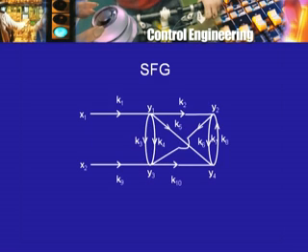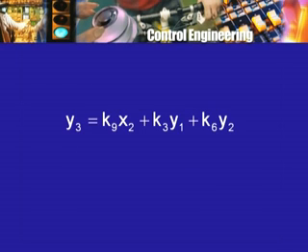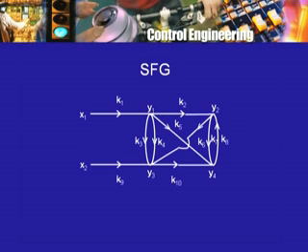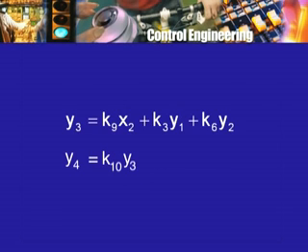The equation for y2, it has more terms because there is k2 y1 and there is k8 y2. No, it also has only 2 terms. How about the equation for y3? Y3 has 1, 2, 3 incoming arrows. So, the equation for that node is y3 equal to k9 x2 plus k3 y1 plus k6 into y2. Similarly, y4 has 1, 2, 3 incoming edges. So, the equation for that is y4 equal to k10 y3 plus k5 y1 plus k7 y2.